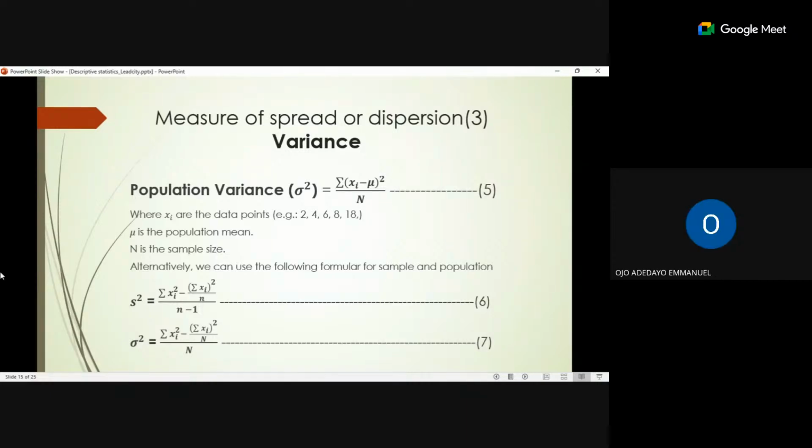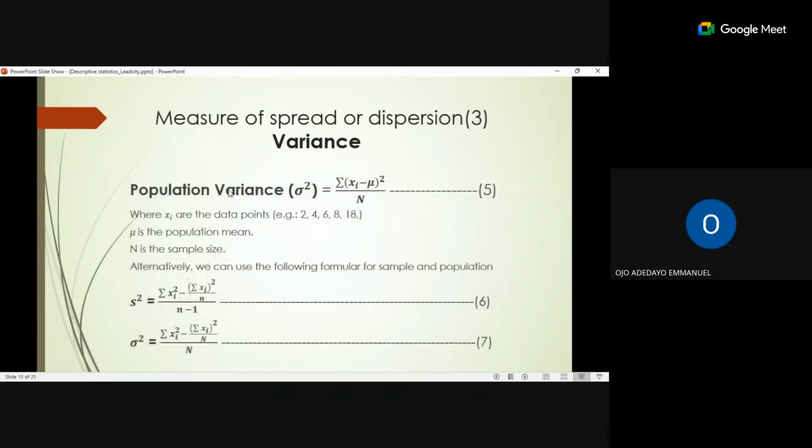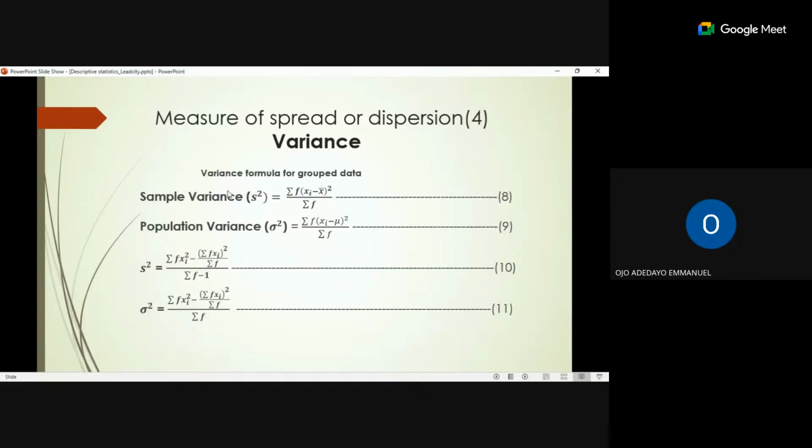So, let me quickly explain the variance for group data now. Okay. Can you see this? Yes, sir. The variance for group data.